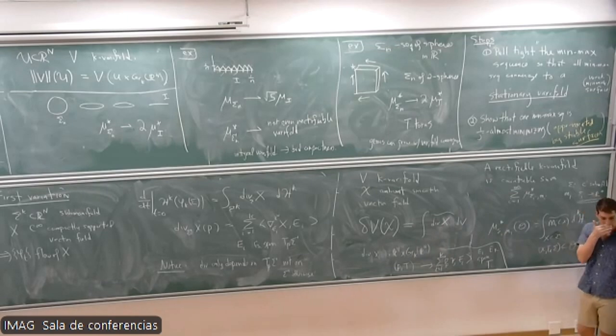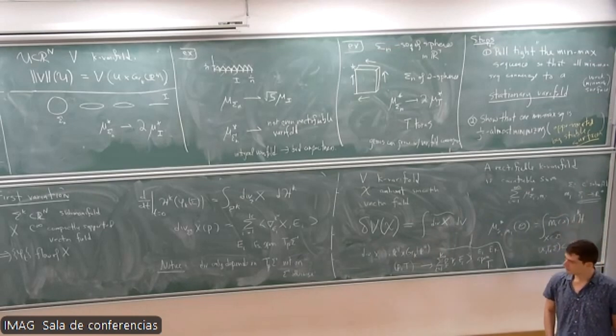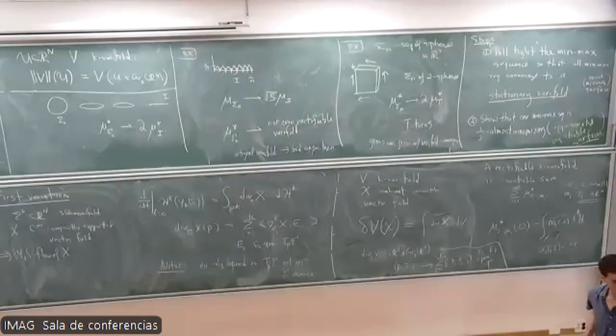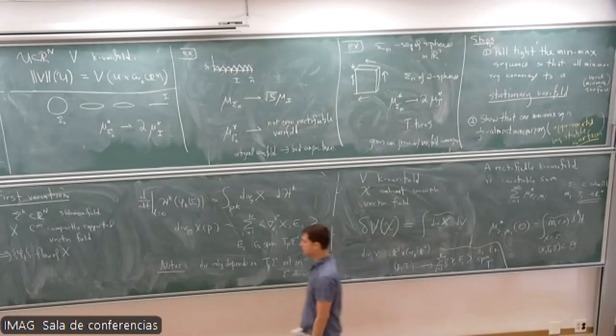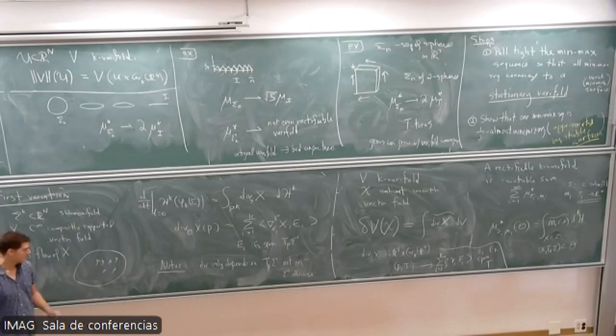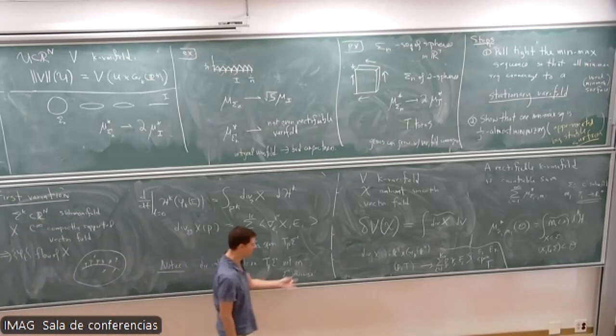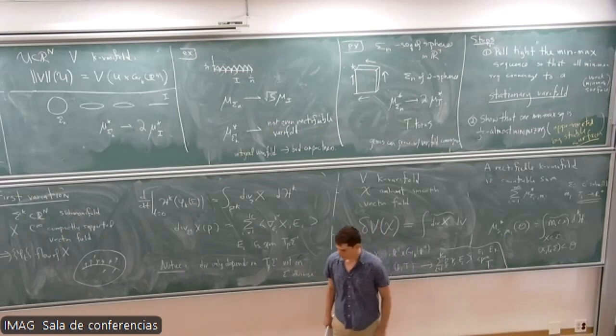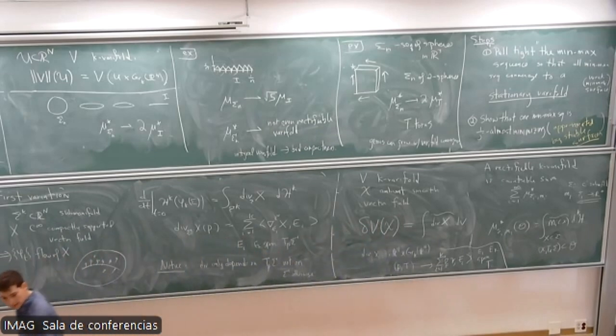Yeah. The vector field X is not supposed to be in sigma? No. This is just an ambiently defined vector field with compact support. That's a good point. The vector field has nothing to do with the surface. Here's your surface, here's your vector field. It could be disjoint from the support, and then the variation would be zero.